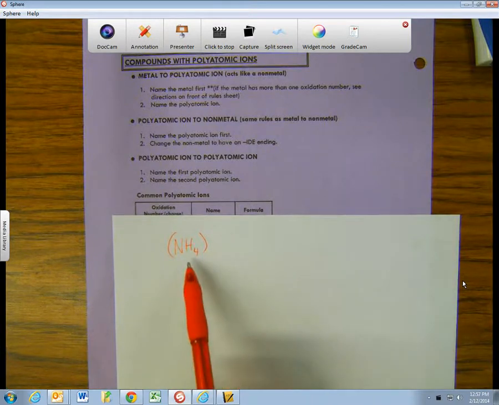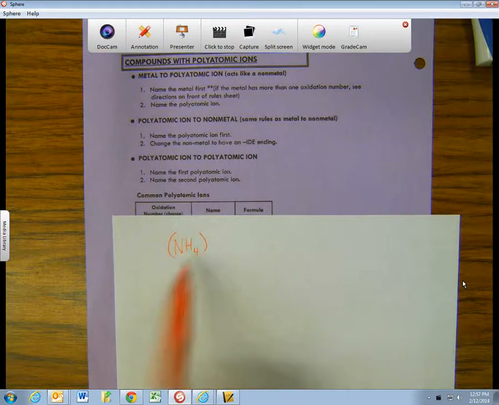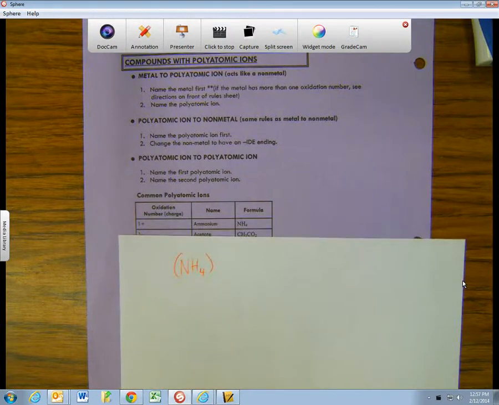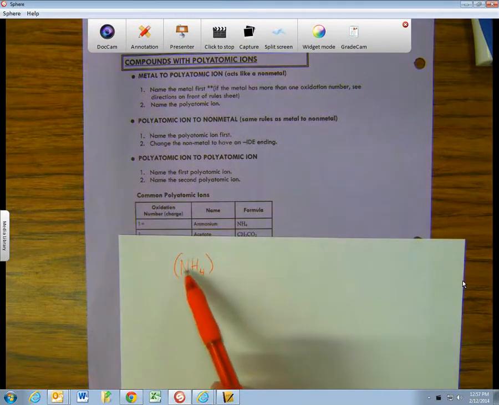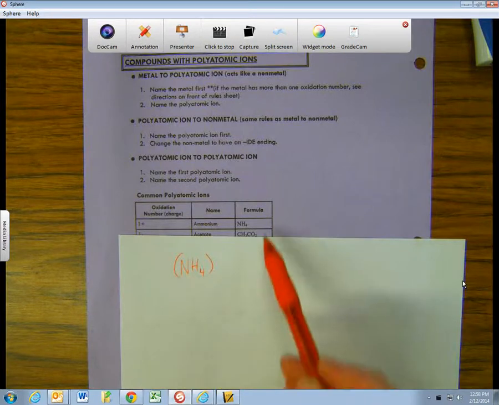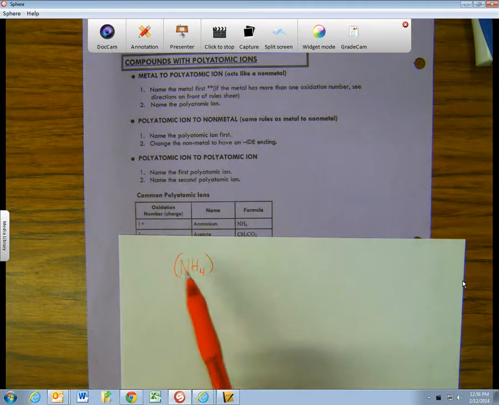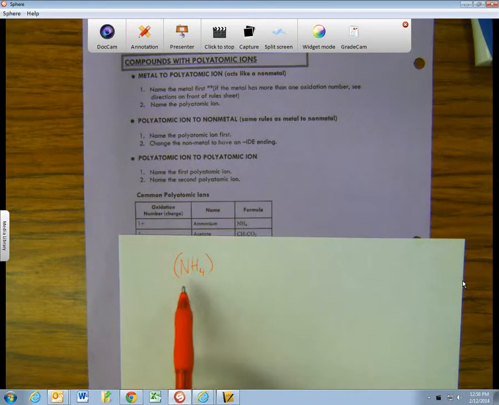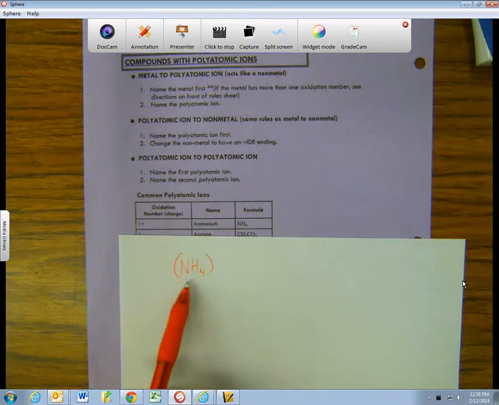Well, if you didn't have 1 nitrogen and 4 hydrogens in this ammonium, it would be something else. So you don't mess with what's in the parentheses. You don't mess with ammonium or any other polyatomic ion. When it is a polyatomic ion, you don't split it apart or mess with it.